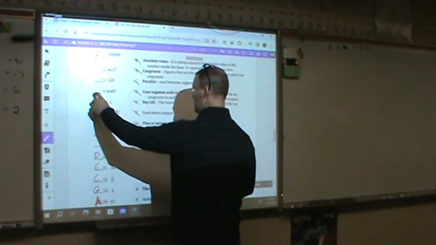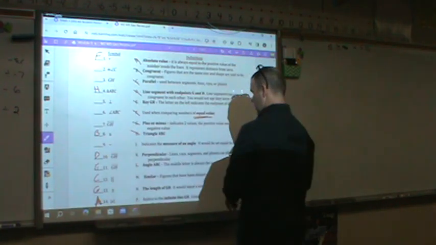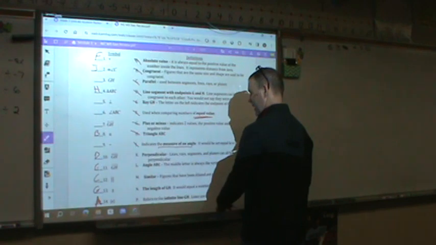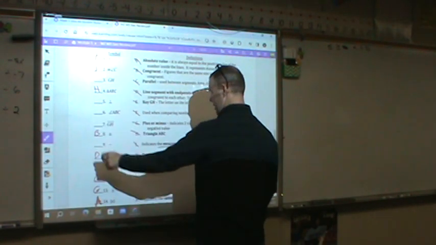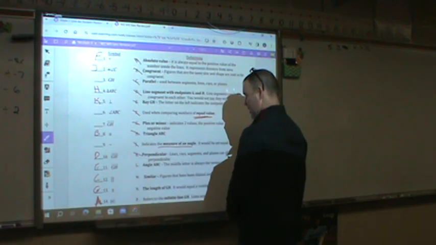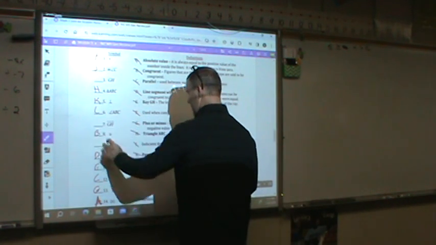Triangle ABC, 4 is H. Indicates the measure of an angle, J, that's number 2. K, perpendicular, that's the symbol right here, 5. I don't want to write the word perpendicular, so I'm going to use the symbol. L is angle ABC, that's number 6.